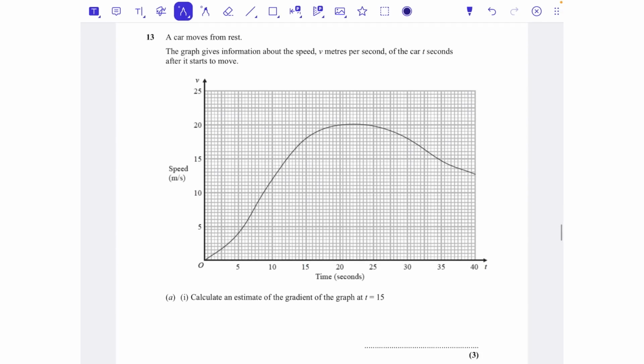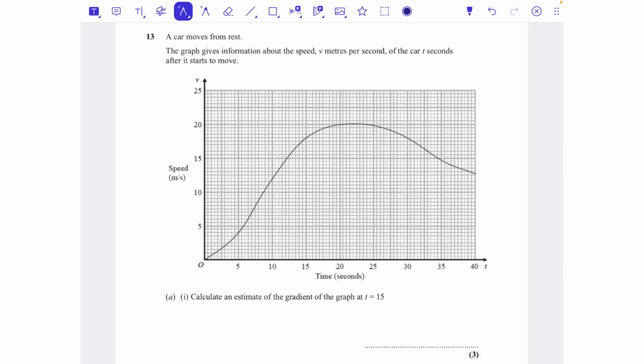Question number 13. A car moves from rest. The graph gives information about the speed of the car after it starts to move. Calculate an estimate of the gradient of the graph at t equals 15. So t equals 15 is here. If I go up to the graph, if I want the gradient at that point, I'm going to want to draw a tangent.